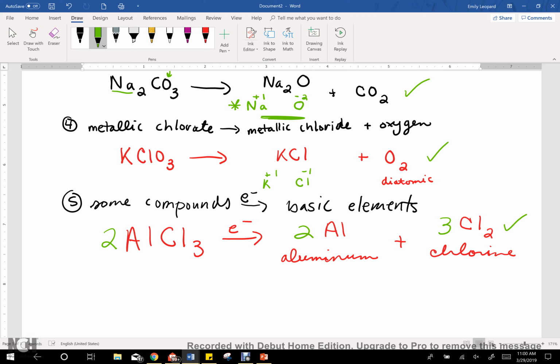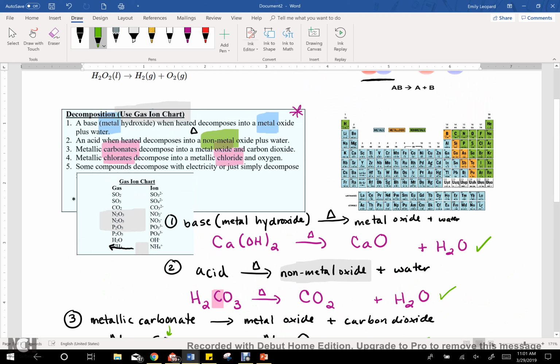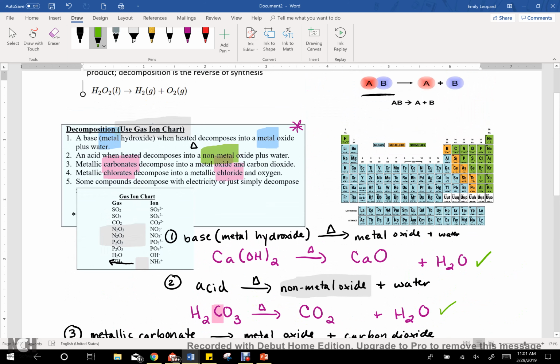So there's kind of your 5 basic types of reactions. So again, the biggest thing is just getting your classmates to read the rules, and use them consistently every time.